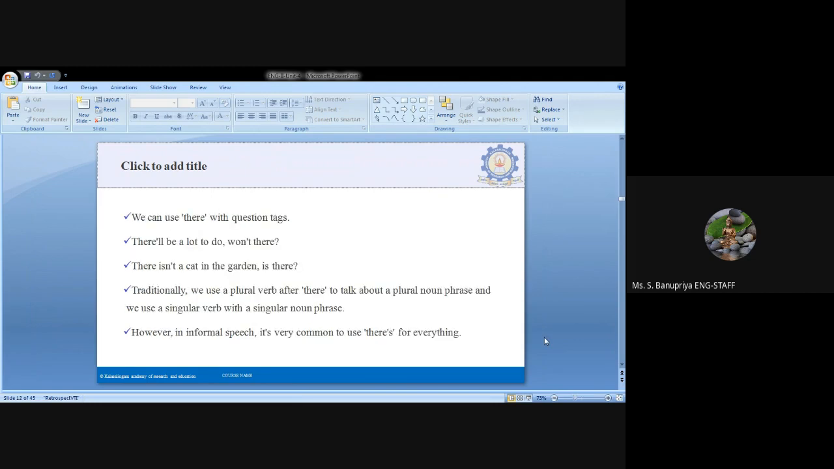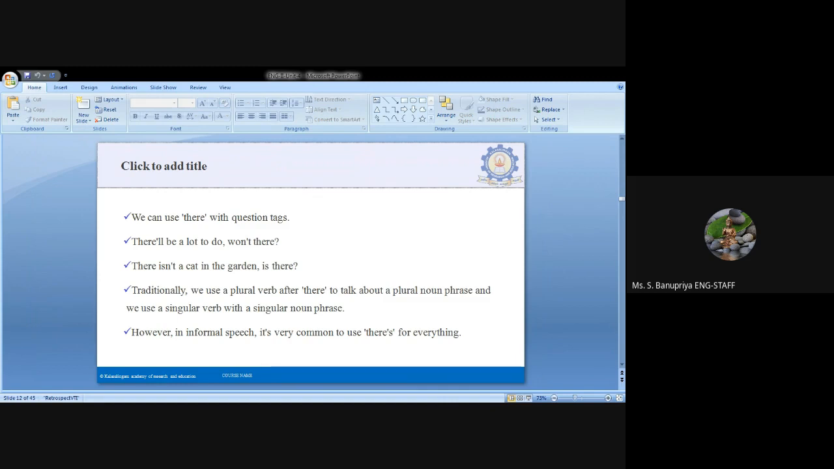We can use there with question tags. There will be a lot to do, won't there? There'll be a lot to do, won't there? There isn't a cat in the garden, is there? Of course, in tags we often use after the comma, verb will be used, and then the subject will be also used.